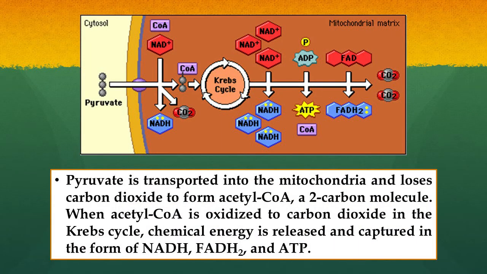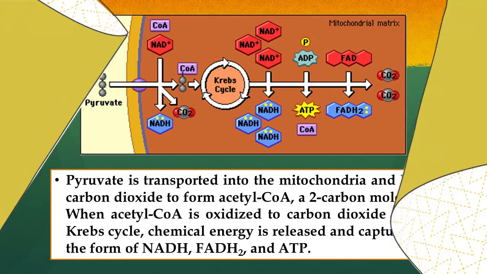Pyruvate is transported into the mitochondria and loses carbon dioxide to form acetyl-CoA, a 2-carbon molecule. When acetyl-CoA is oxidized to carbon dioxide in the Krebs cycle, chemical energy is released and captured in the form of NADH, FADH2, and ATP.